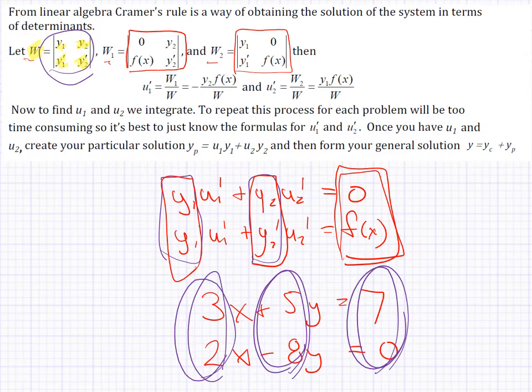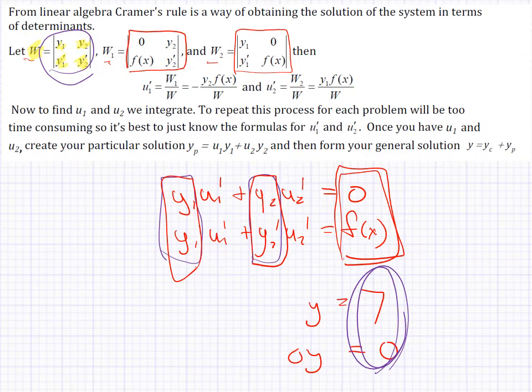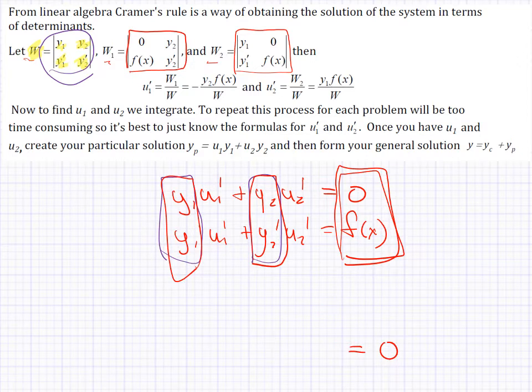Right? So again, if you've had linear algebra before, you kind of know where this all comes from. You know why it works. Without having linear algebra, it's really not that big a deal. It's just a matter of looking at these pieces. All right, so we have W, W1, and W2.